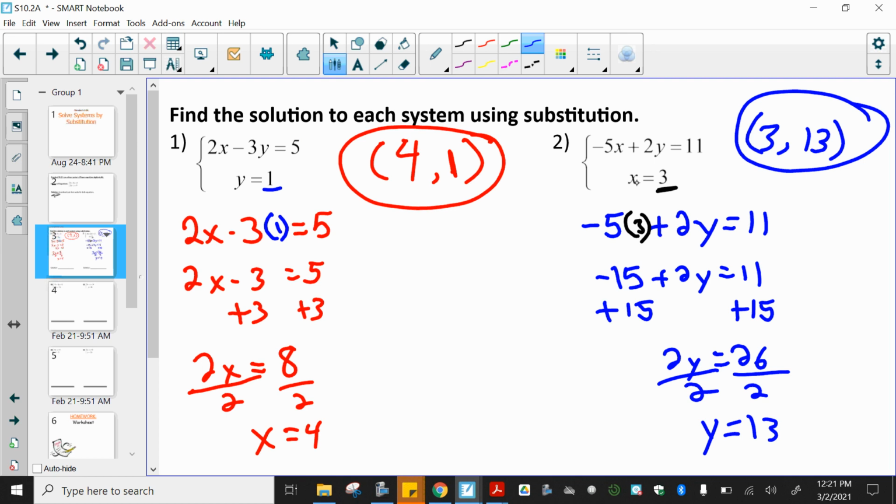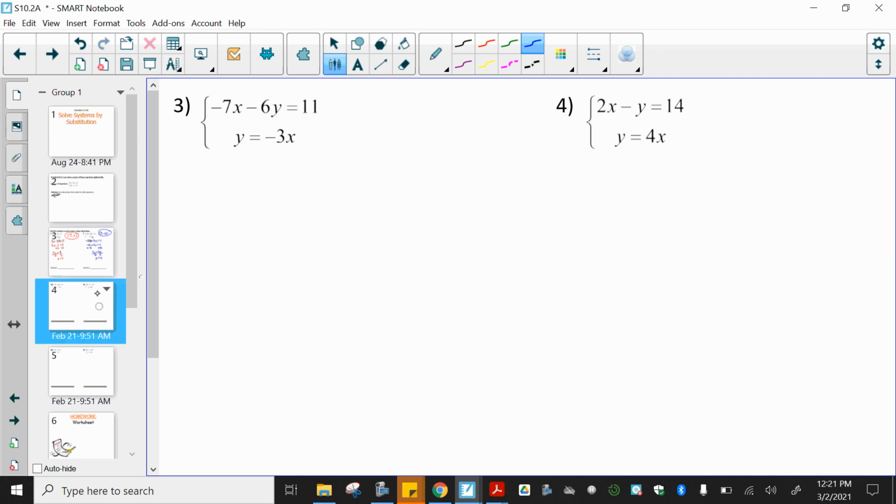Right? Real straightforward when we have x equals a number for the first one, or y equals a number for the second one. Alright. Now it's not going to be so easy. Now we have to do a little bit of work. Okay? So let's write it again. So we're going to take the first one. Negative 7x minus 6y equals 11. I'm going to take my y value and plug it in.